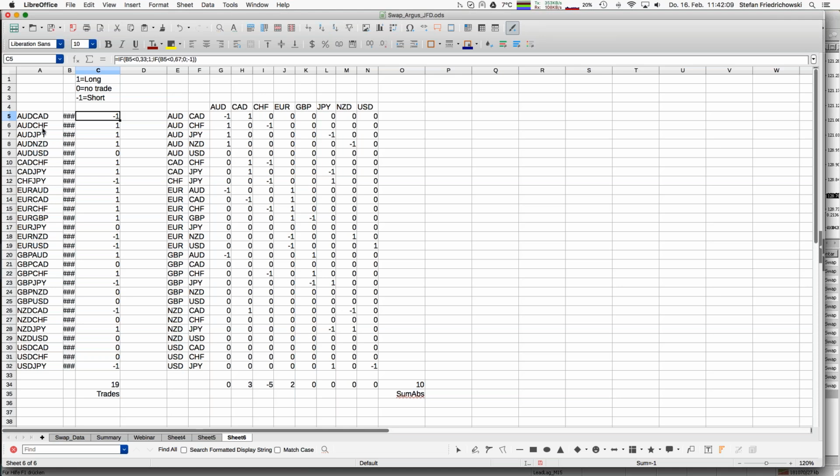This goes further here. Next trade, Australian dollar, Swiss franc. That's a long trade. Therefore, I put a +1 in the table for Australian dollar and a -1 for Swiss franc. And that I do for all the 28. And then I sum up what I have here. And if I would have only zeros here, then I would have a total market neutral trade.